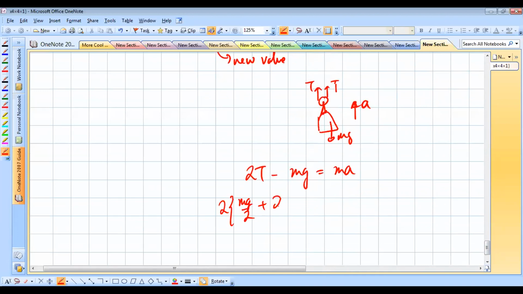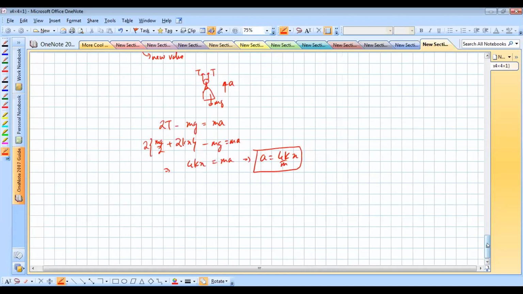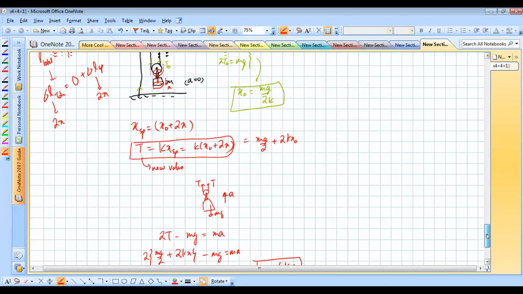And this was 2kx. We have 4kx is equal to ma. The linear acceleration is 4k by m into x. This is the amount of acceleration the system has. At the moment when you release it, after pulling it down by x, the moment you release it, this is the acceleration the system will have.